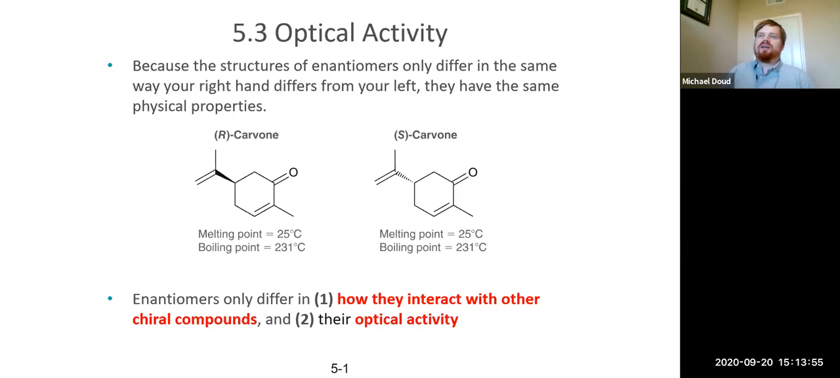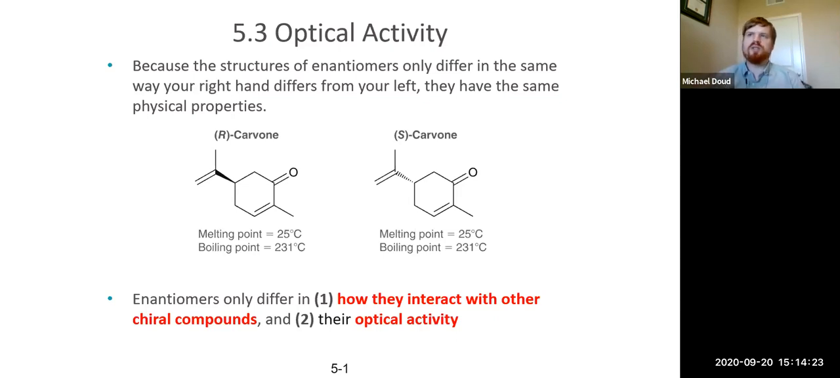I felt like that was a long lecture that we just went through, so I hope you took some time to look through it. Now we're going to talk about a few differences, and why it's important that we have these chiral compounds. I already mentioned their biological activity. That's what we're talking about here: enantiomers differ in how they interact with other chiral compounds, and also in their optical activities. So optical activity is the point here.